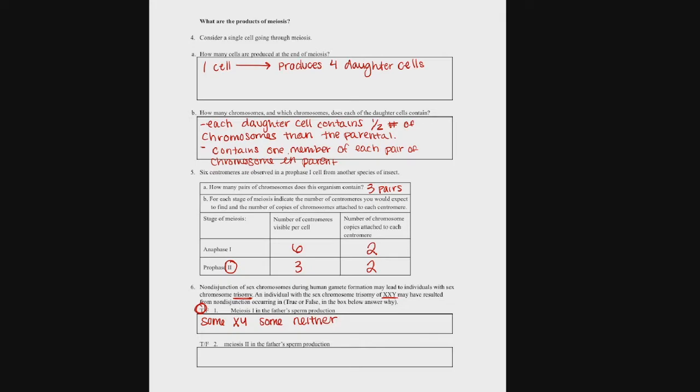So for the next one, Meiosis 2 in the father's sperm production, this one would actually be false. The reason for that is because of non-disjunction during Meiosis 2 of sperm, because sperm is specific because it's XY. Ova have XX, so non-disjunction can happen at multiple times, but because it's 2 specific different chromosomes, it's not as likely to happen in Meiosis 2.